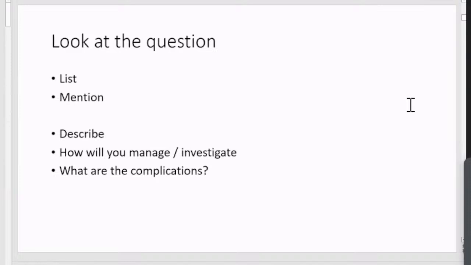For example, in preeclampsia, often one of the stems will be, what are the investigations that you will send? If that is for 2 marks, you can just write CBC, RFT, LFT, and PT INR or whatever. But if that is for 4 marks, just writing a few words is not going to fetch you 4 marks. So what do you need to do then?